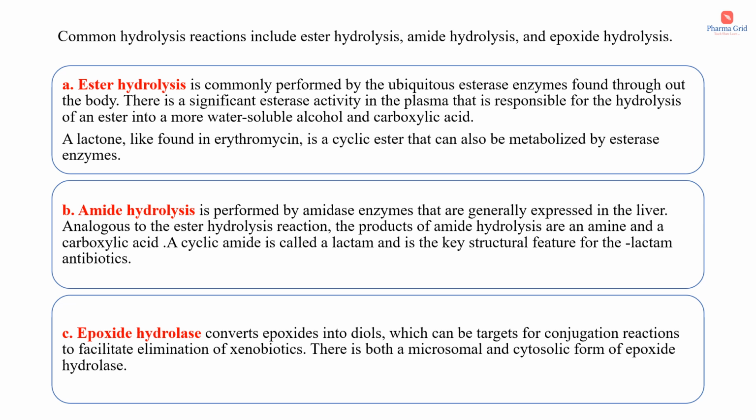Second one is amide hydrolysis. It is performed by amidase enzymes that are generally expressed in the liver. Analogous to the ester hydrolysis reaction, the products of amide hydrolysis are an amine and a carboxylic acid. A cyclic amide is called a lactam and is the key structural feature for the beta-lactam antibiotics. Next one is epoxide hydrolase.